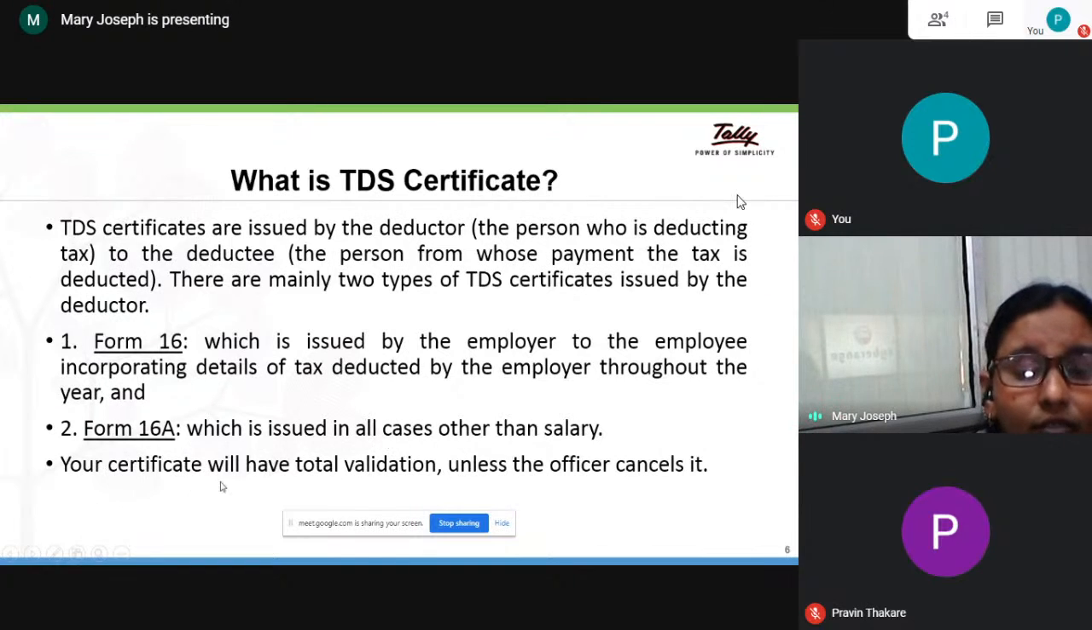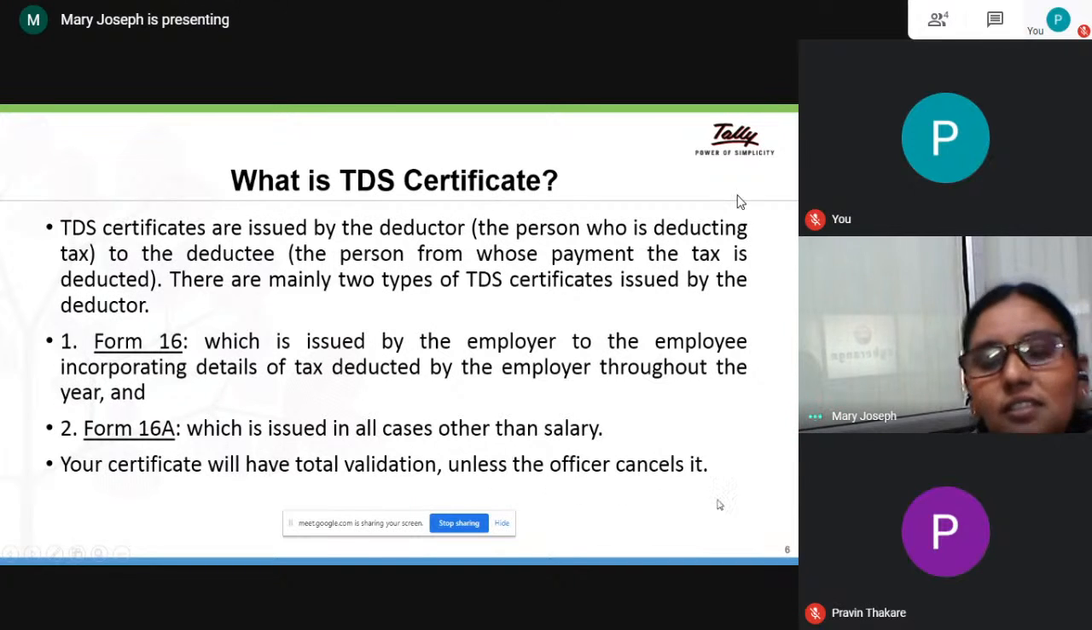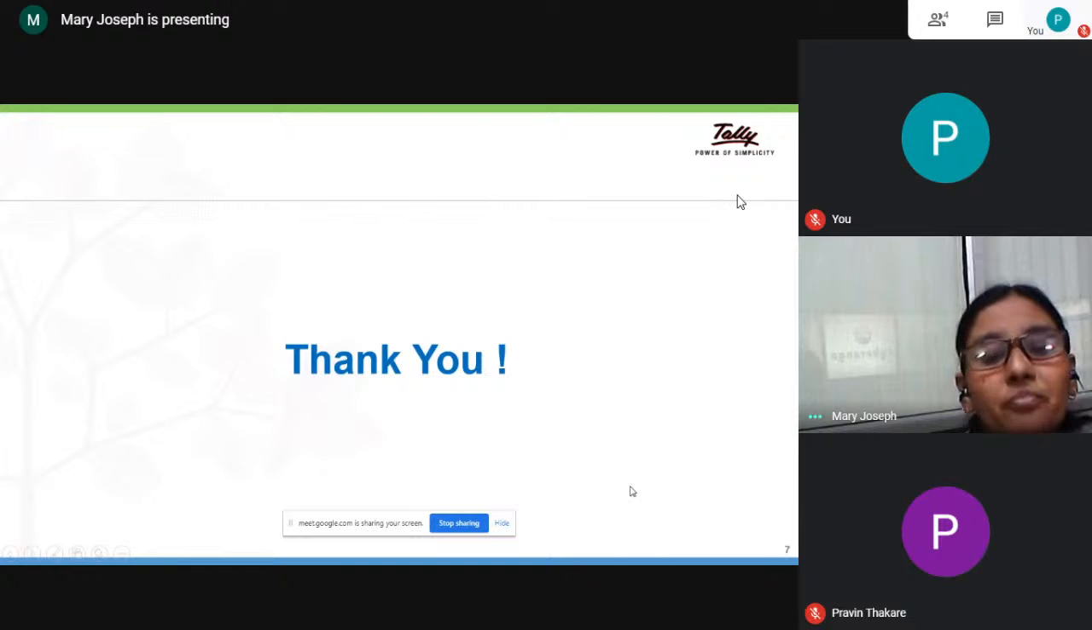Your certificate will have total validation unless the officer cancels it. ये सर्टिफिकेशन वैलिडेशन है जब तक आपका ऑफिसर इसे कैंसिल ना कर दे.